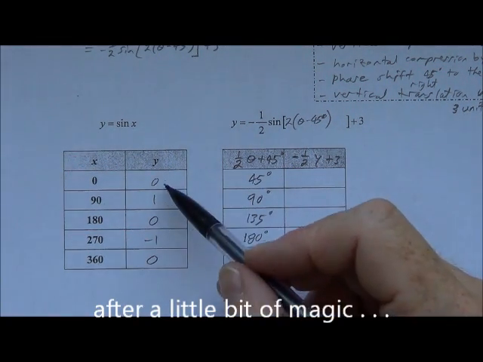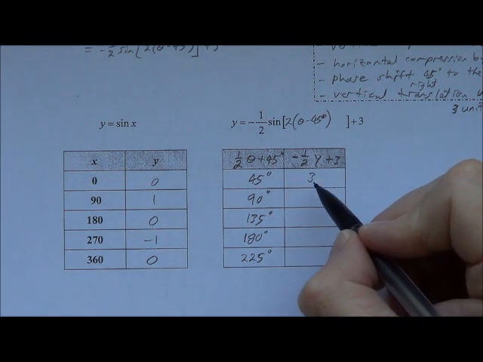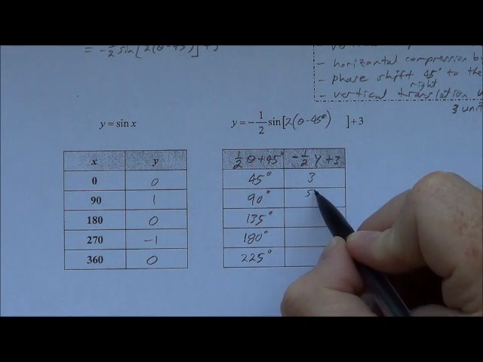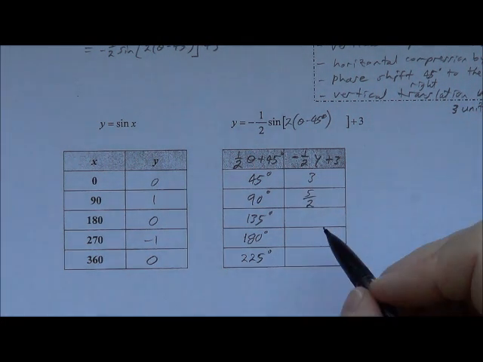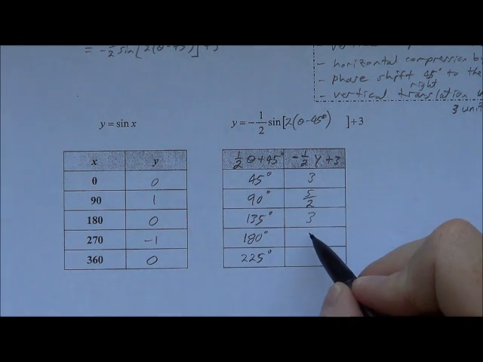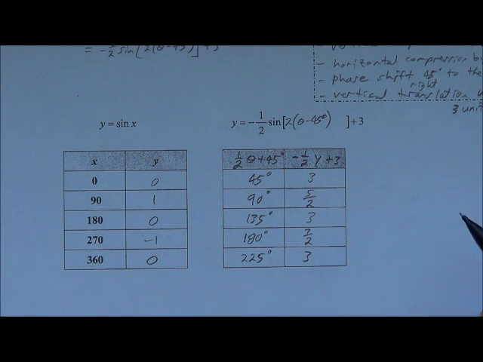And then we just have to work on these ones. 3, -1/2 plus 3 would be 2.5 or 5/2. Again 3, and then we've got 3.5 or 7/2, and then 3 again.